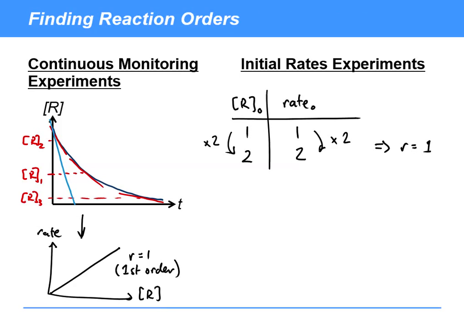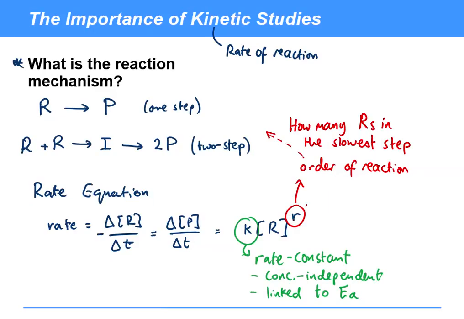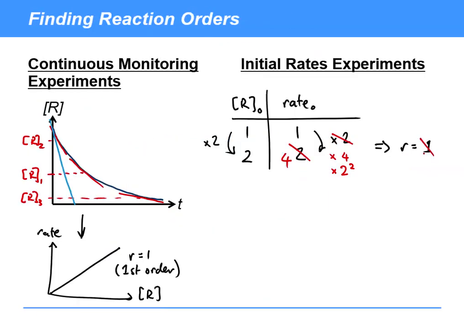However, if I'd done the same thing here, and instead I'd got, let's say, 4, then I've now got times 4, which is times 2 squared. So in other words, when I've doubled that, I've multiplied the rate by the square of the factor I've increased by. So in other words, I must have an order of 2. So depending on how the initial rate varies with the initial concentration, we can determine orders in that way.